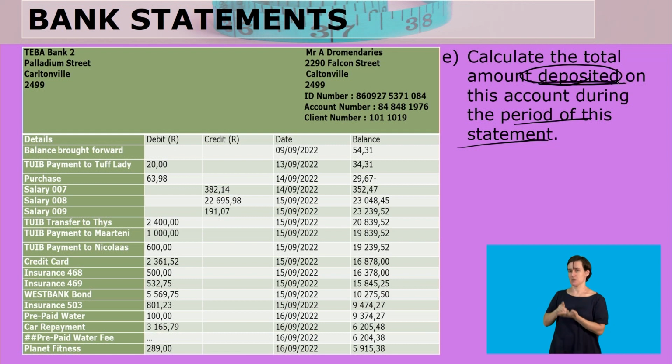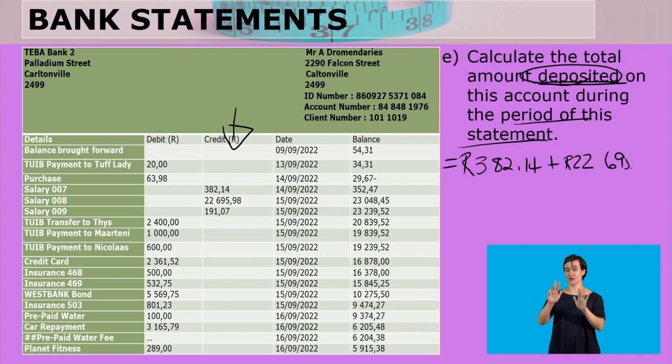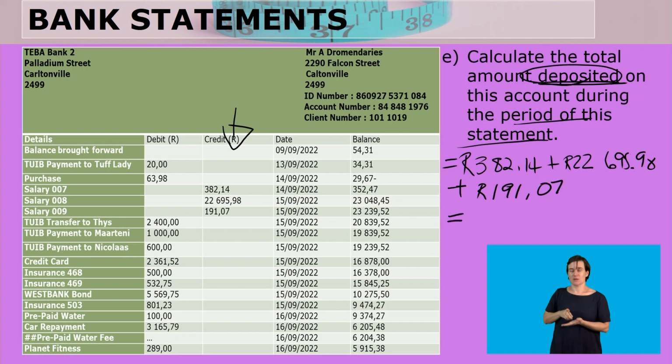So if it says deposited, it means we are only going to concentrate on the credit part. So now let us look at the credits or the money deposited. We have 382 Rand 14 cents plus 22,695 Rand 98 cents plus 191.7 cents. So this is the amount that has been deposited into this account. So we are going to have a total amount of 23,269 Rand 19 cents. That's what is on our credit column.